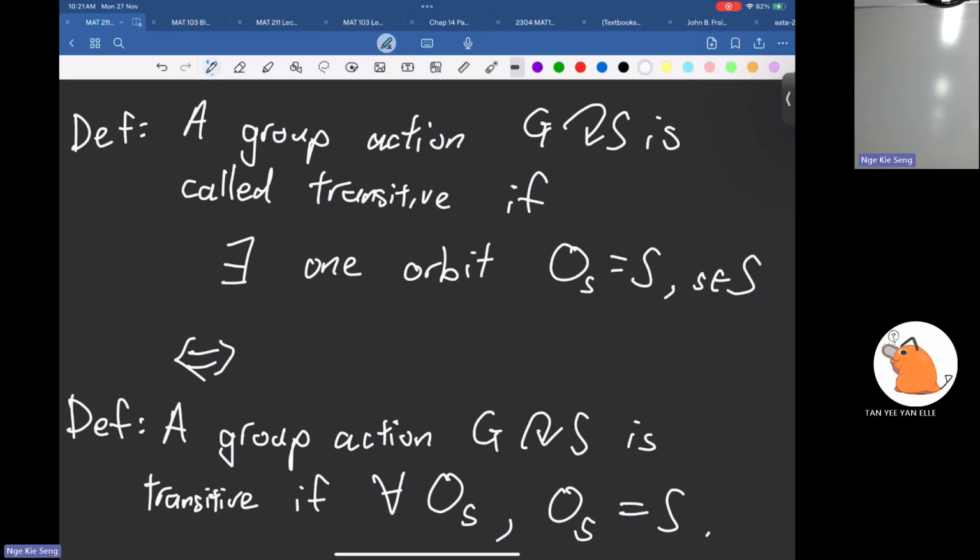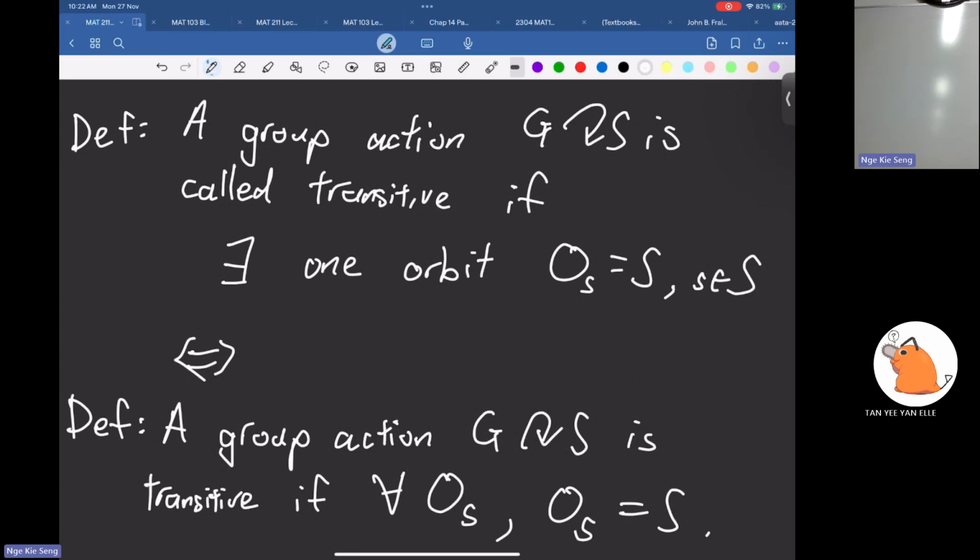To show that these two are equivalent, there's nothing to do with transitive. Transitive is just an adjective. So you need to check why there is an orbit of s equal to X if and only if for every s, the orbit of s equals X. So this is something to do with orbit. What's the property of orbit? This is something that you need to know to show this. What is orbit?